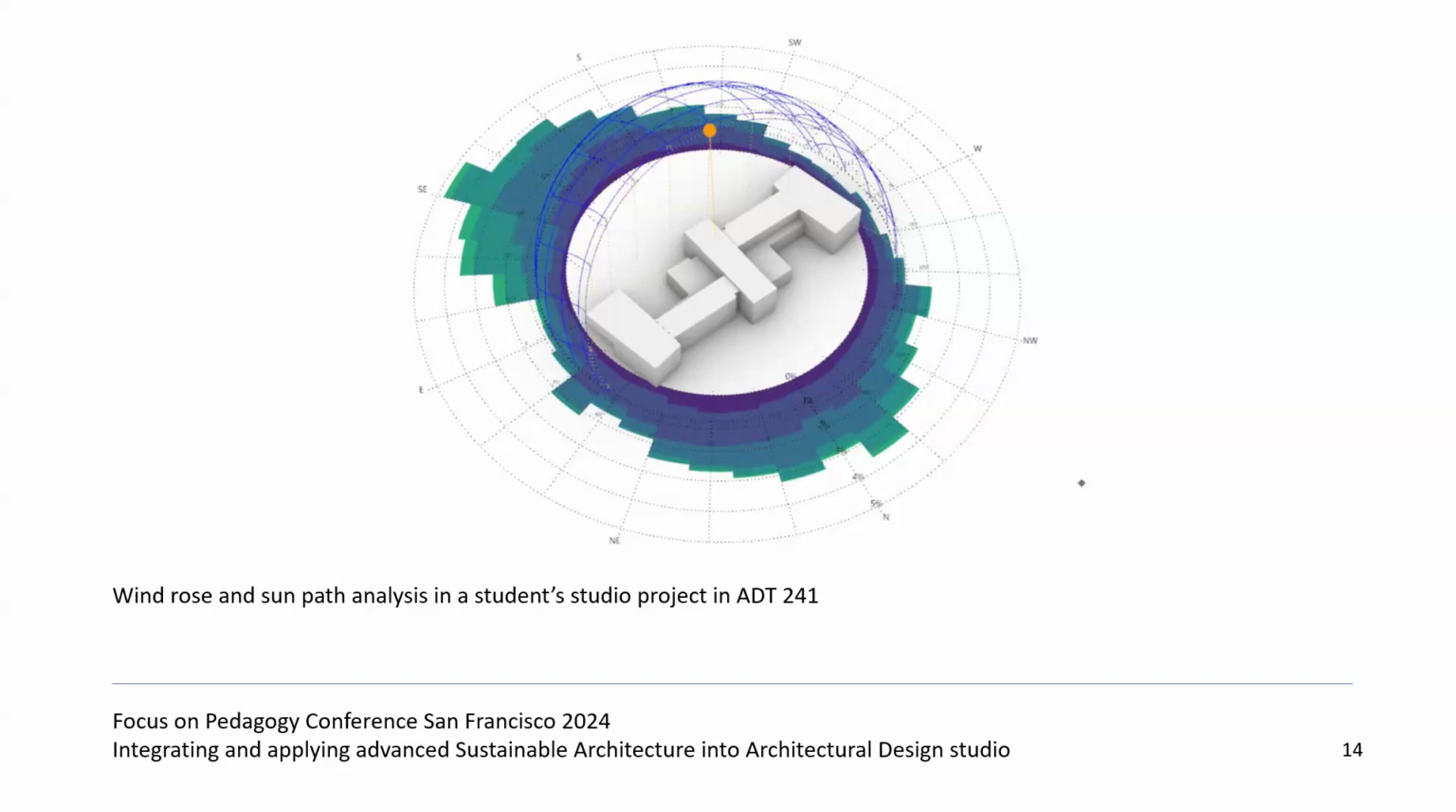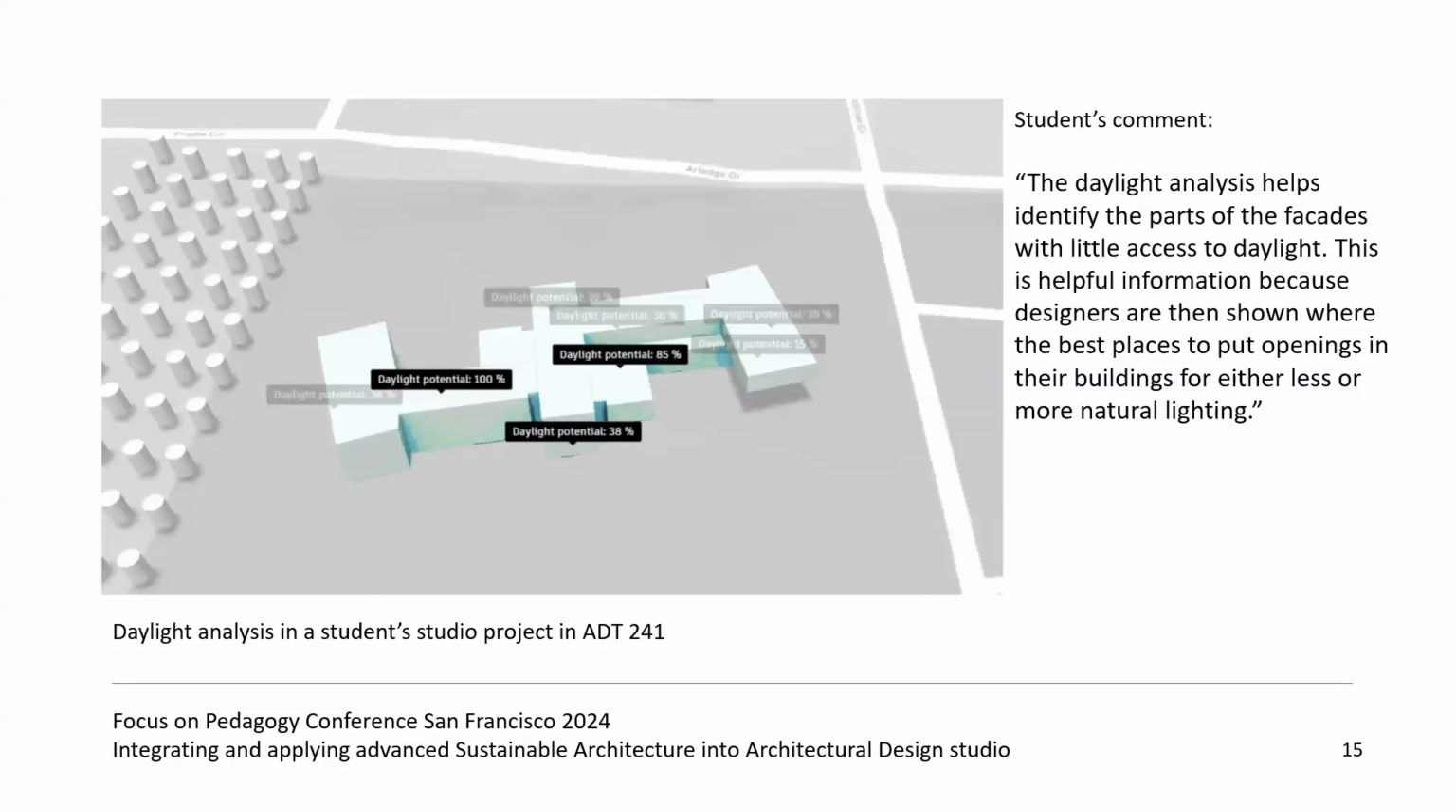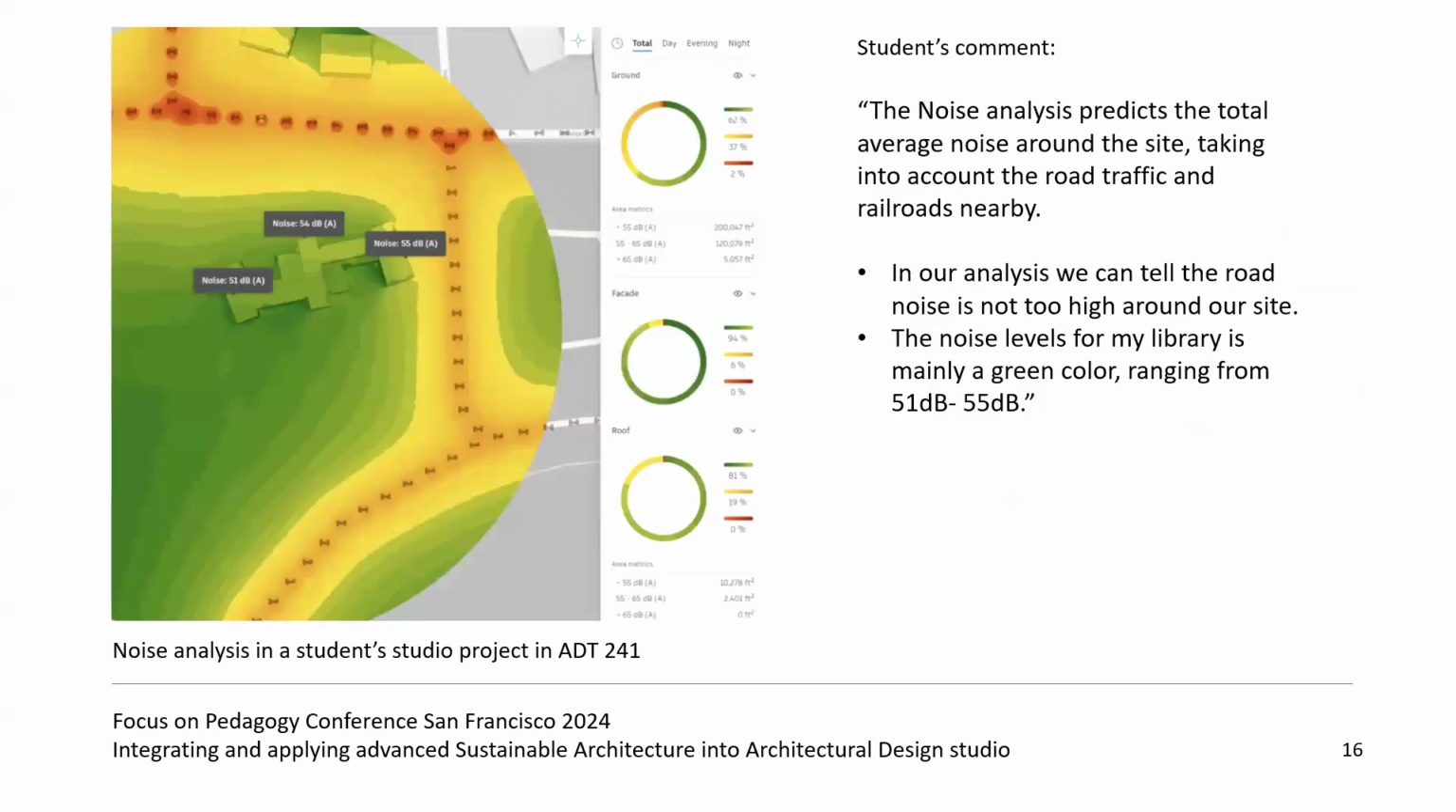And they also can study the sun path based on their project. Here's a mass model of one of the students' projects. Now in that format, they study the daylight potential. So again, when they import that into Autodesk Forma, they have a chance to revise it to have more daylight. They also did the noise analysis based on their site in their design studio to understand which parts of the site, for instance, are more comfortable to have some zones, or if they want to have an outdoor area, which part is better than the rest of the site.